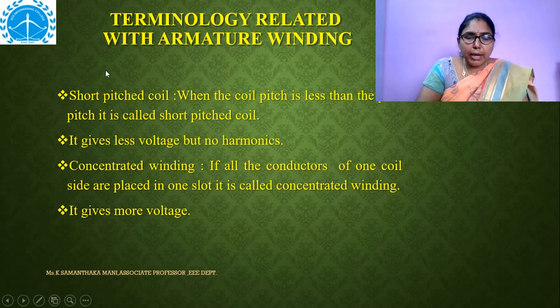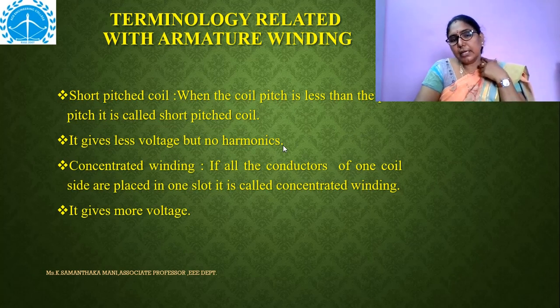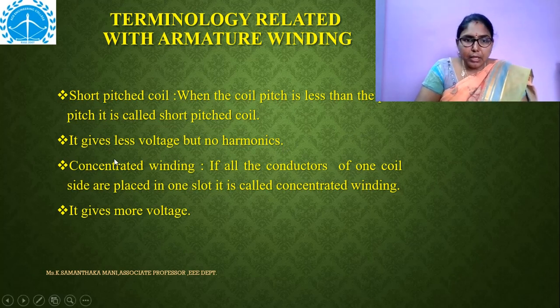Coming to the short pitched coil, when the coil pitch is less than the pole pitch, it is called a short pitched coil, as I showed you earlier in the diagram. It gives less voltage but no harmonics. So in order to reduce harmonics, if lower voltage is no problem for the particular application, then we generally go with short pitched. And then concentrated winding: if all the conductors of one coil side are placed in one slot, it is called concentrated winding. Because of this concentrated winding, it gives more voltage.